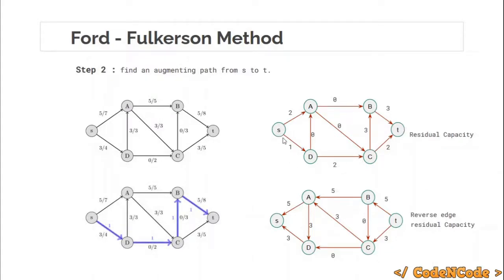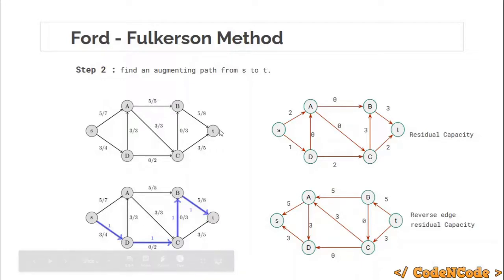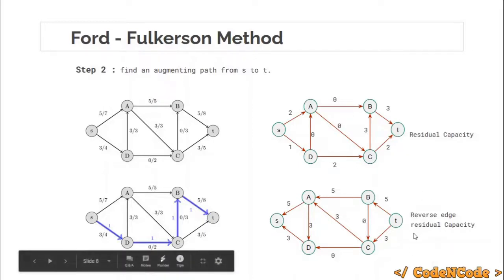So the minimum capacity is 1, 2, 3 and 3. So the minimum capacity on the path from S to T in the current augmenting path is 1. So the flow of all of the edges on this path will be incremented by 1. In the residual capacity, the capacities of all of the used edges would decrement by 1. And of course in the reverse residual capacity, the capacity of all of the edges used in this augmenting path will be incremented by 1.